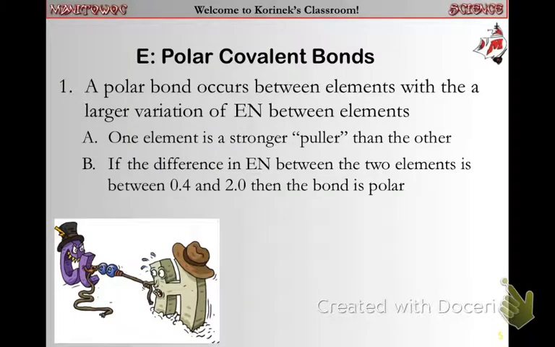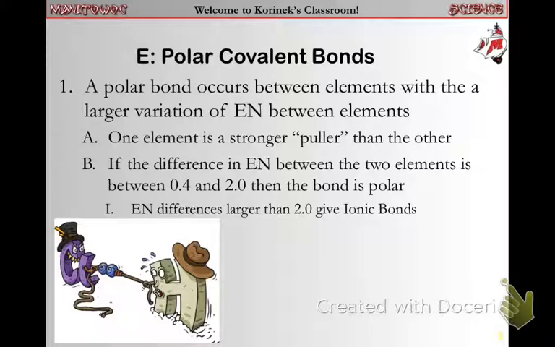And so the rule is that if the difference in the electronegativities between the two elements is between 0.4 and 2, then the bond itself is going to be polar. Now you might ask, what if the electronegativity difference is larger than 2? Well, in this case, we'd have an ionic bond. We'd actually have a transfer of electrons.